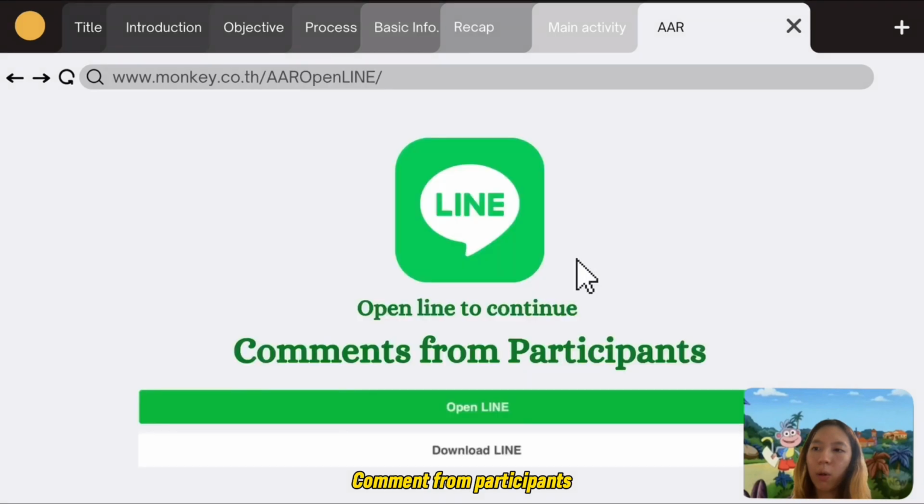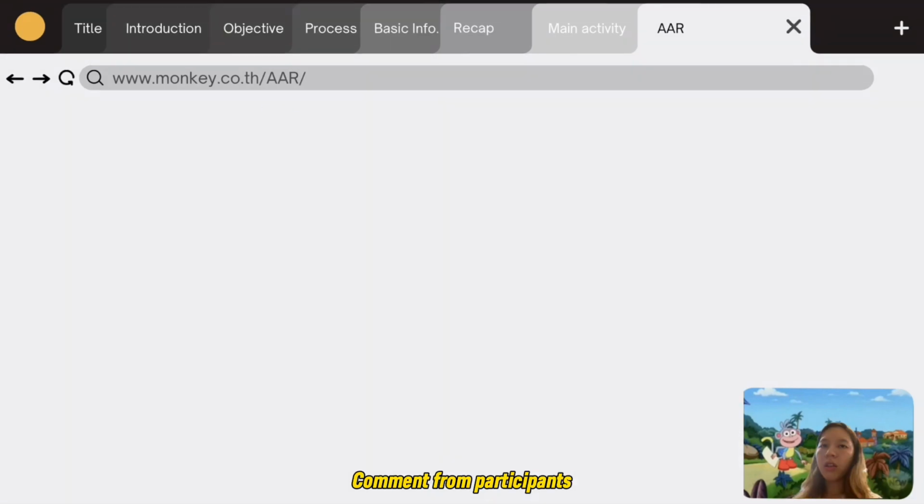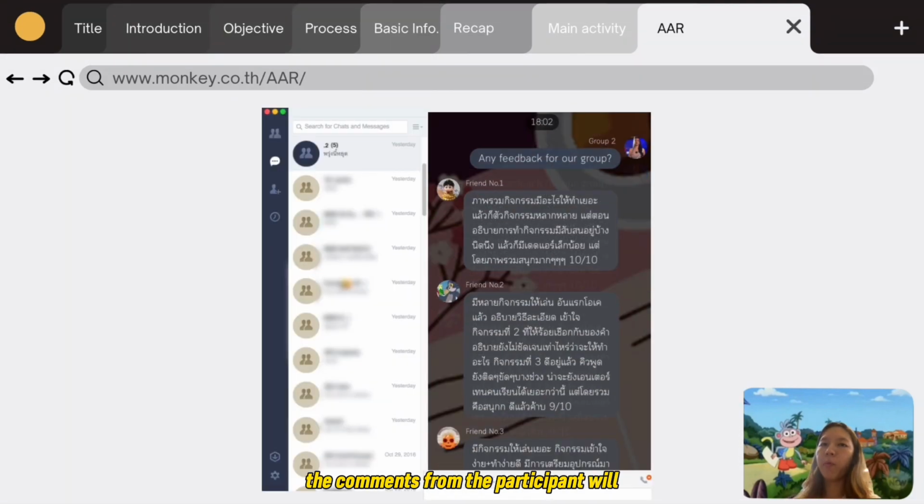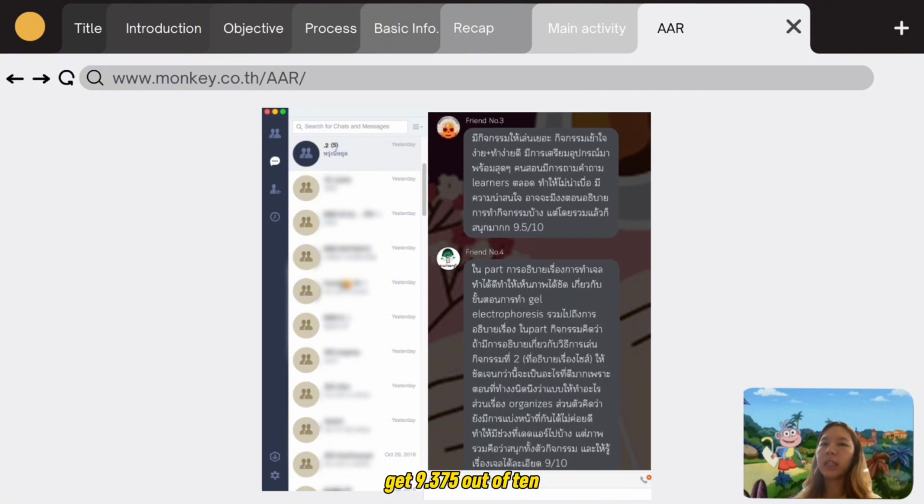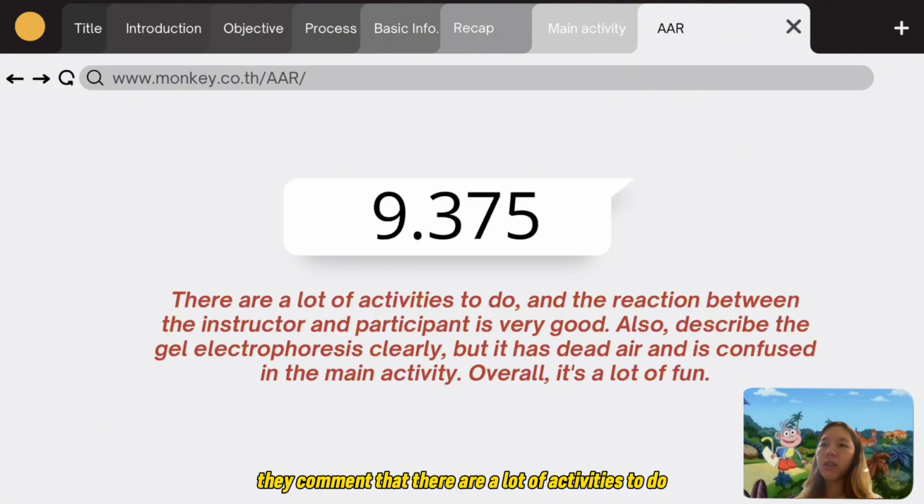After action review, comments from participants. The comments from the participants got 9.375 out of 10. They commented that there are a lot of activities to do, and the interaction between the instructor and participants is very good. It also describes the gel electrophoresis theory, but it has dead air and is confusing in the main activity. Overall, it is a lot of fun.